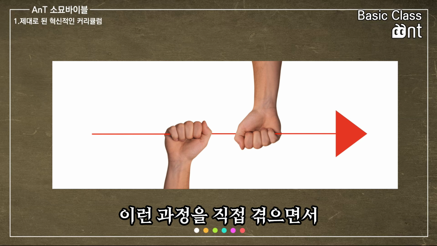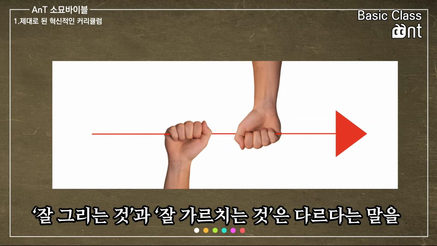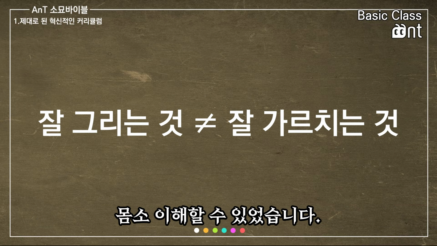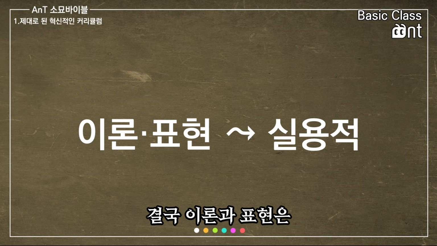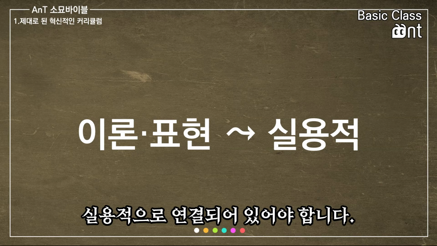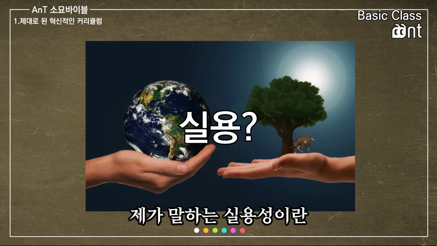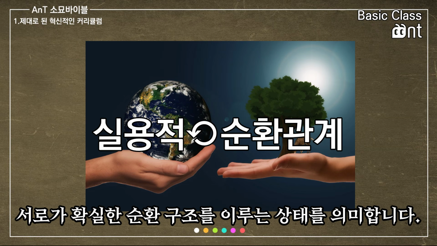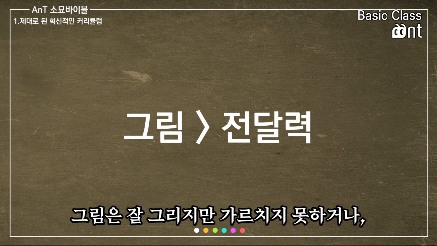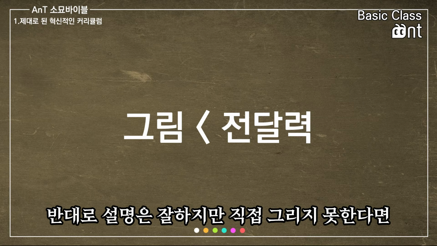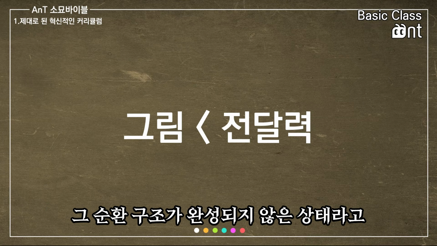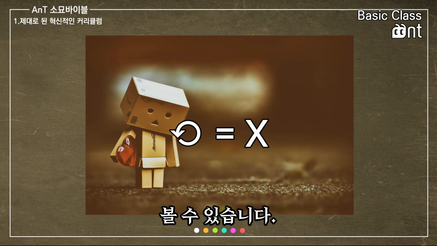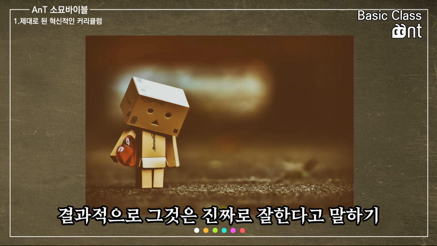Through this experience, I realized that being good at drawing and being good at teaching are very different things. In the end, theory and expression must be practically connected. Practical means they form a clear feedback loop. If someone draws well but cannot teach, or teaches well but cannot draw, that loop does not exist. In the end, it cannot truly be called mastery.